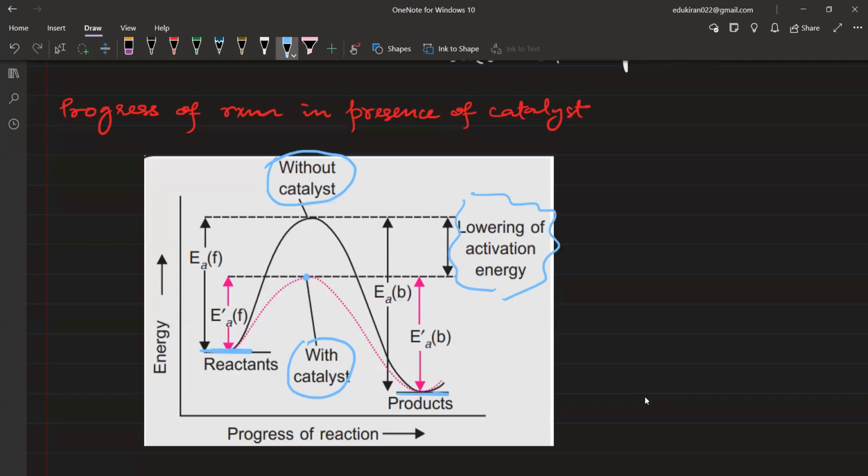Now, when the catalyst is present, the catalyst is very reactive. So it can easily form this particular compound which we drew. This is my activated compound. It can easily form it because it is very reactive. We don't need to give too much activation energy. And that is why with a catalyst, there is a lowering of activation energy.